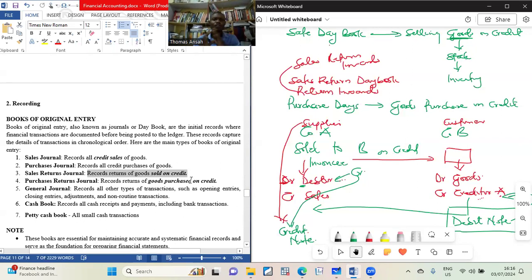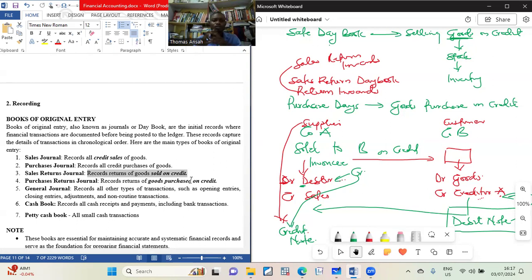That is it. So we've done two things now. We've talked about the sales journal, and the sales journal records sales on credit. What kind of sales? Inventory sales. All right. And so the opposite of that, people returning some of them, is called what? Sales return, or returns inwards. All right. So get to know that.